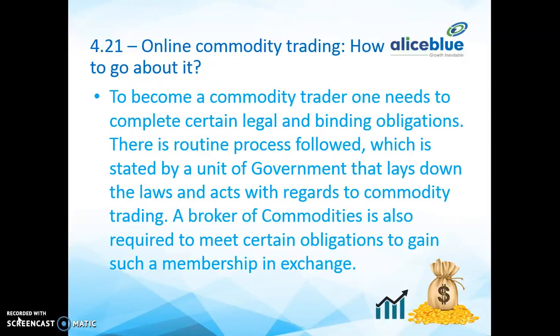Online commodity trading, and how do you go about it? To become a commodity trader, one needs to complete certain legal and binding obligations. There is a routine process that is followed, which is stated by a unit of government that lays down the laws and acts with regards to commodity trading. A broker of commodities is also required to meet certain obligations to gain such a membership in exchange.